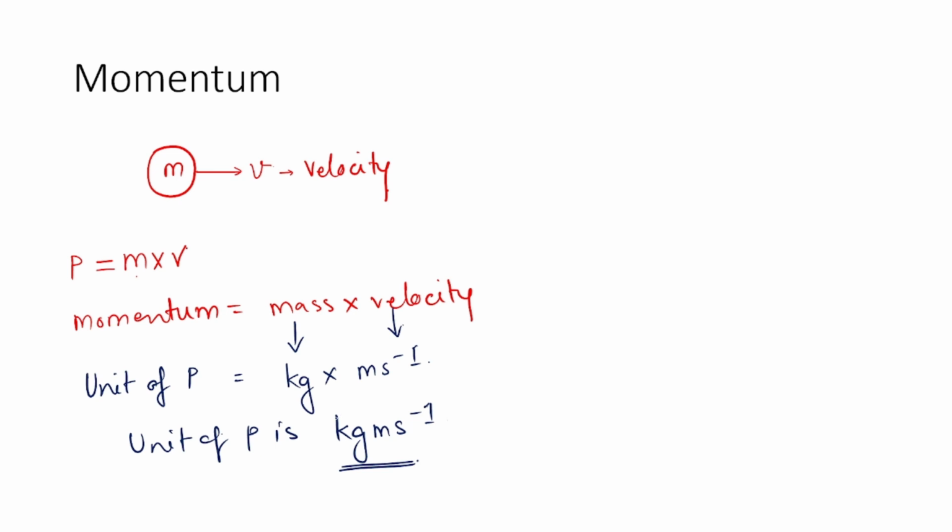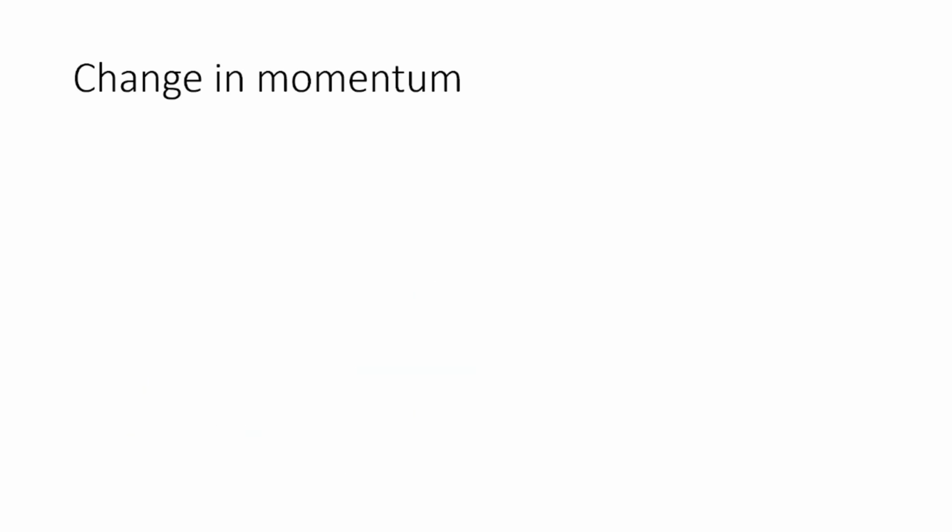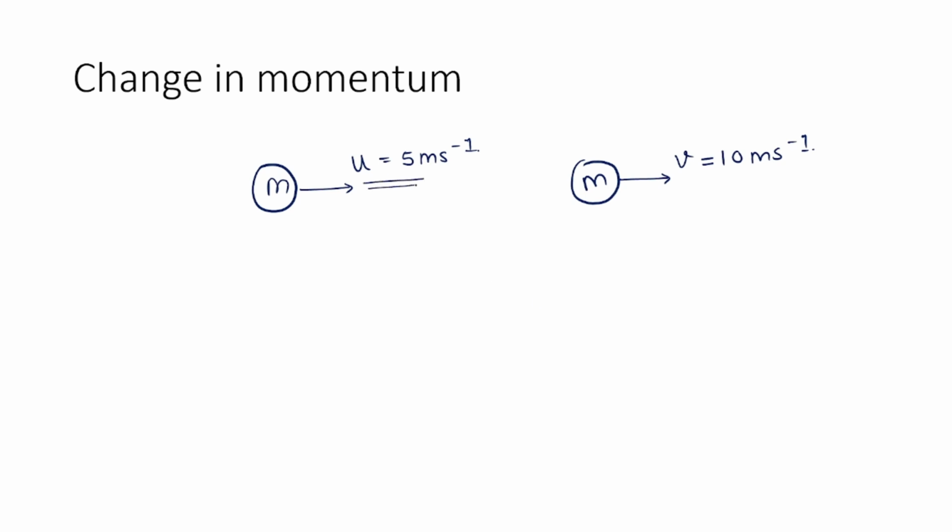Now sometimes you will find that there is a change in momentum of the object. We can understand the change in momentum by using this diagram. Imagine there is a mass m moving with some initial velocity u. This u could be, let's say, 5 meter per second. This is the initial velocity. Now after some time, the mass m gains velocity, let's say v, which we can take as 10 meter per second. So what we can observe here is that compared to the initial velocity, there is a change in the final velocity.